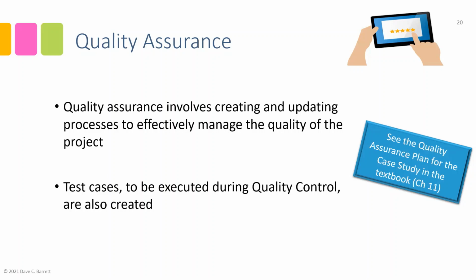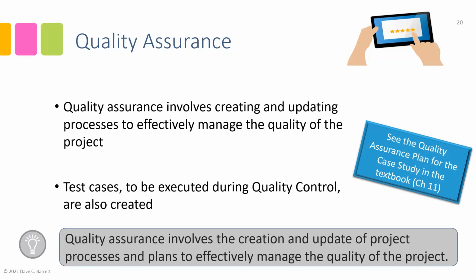And that's part of quality assurance, is to define what it is we're going to check for during quality control, which is our next step in the quality process. So key idea: quality assurance involves the creation and update of project processes and plans to effectively manage the quality of the project.